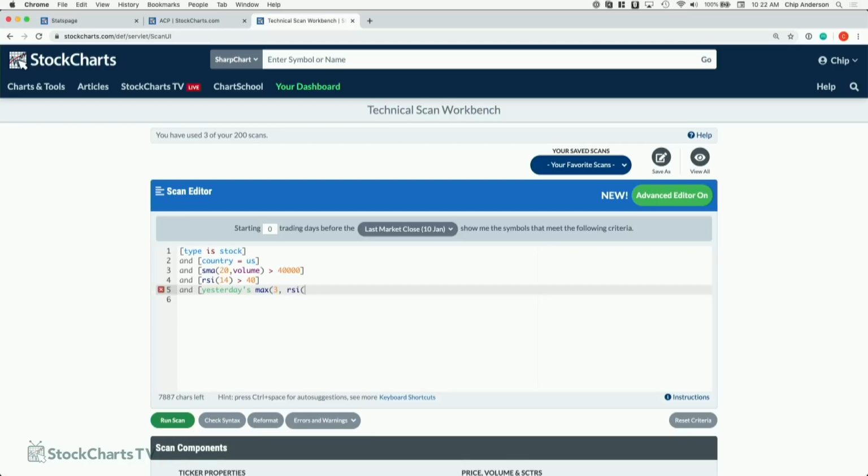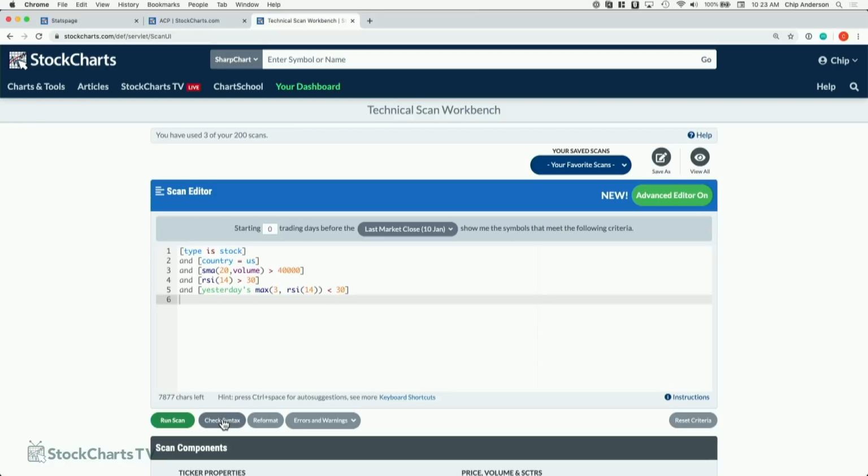RSI 14. Notice as I type it, it makes suggestions that try to help me. Was less than 30. Whoops, we wanted to use 30, didn't we? 30, there we go. So today's RSI 14 is greater than 30. However, for the past 3 days before that, the RSI was less than 30. That's what the scan says. I know it's a little technical, but that's what it says.